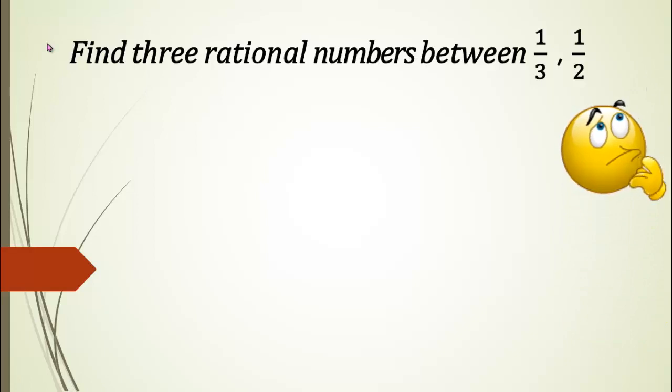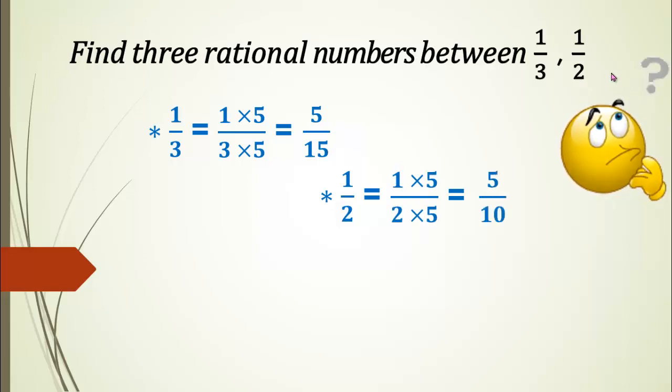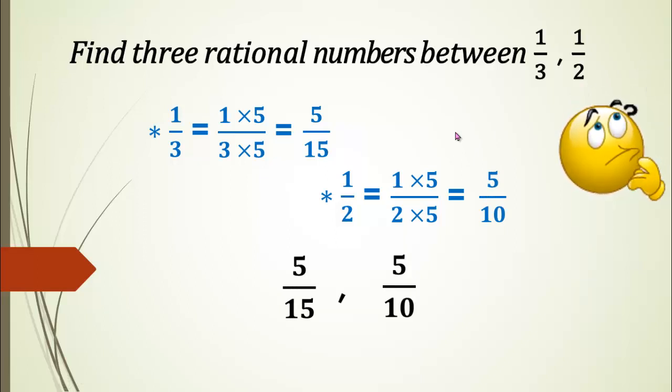What should I do? There are no numbers included between 3 and 2. So simply, I can multiply 1 over 3 by 5, both in the numerator and the denominator, and I will get 5 over 15. And multiply a half also by 5, and I will get 5 over 10. Now I have two rational numbers, 5 over 15 and 5 over 10. So here we have the same numerator.